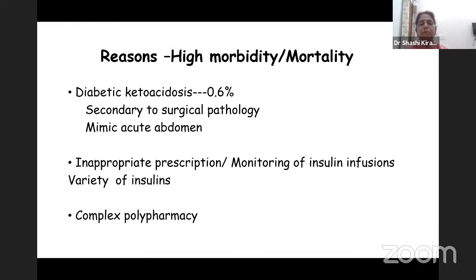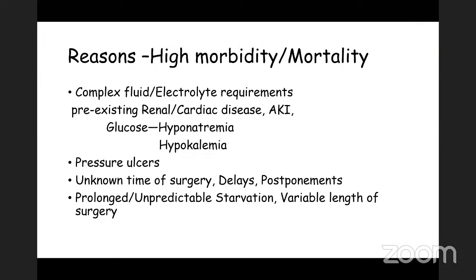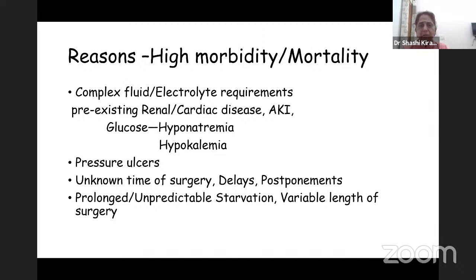And these patients are often on complex polypharmacy. These patients often have complex fluid and electrolyte requirements. They may have pre-existing renal or cardiac disease and kidney injury, use of glucose, hyponatremia and hypokalemia. Then they have pressure ulcers. And a very important thing is that they may have unknown time of surgery, like the surgery resident comes and we are bringing the patient, and for hours the patient doesn't turn up. There are unnecessary delays, postponements. So the patients can have prolonged and unpredictable starvation, and the surgical duration also becomes quite unpredictable.